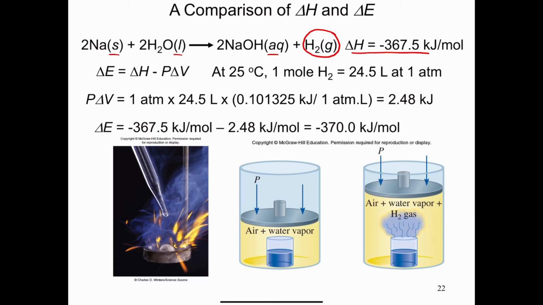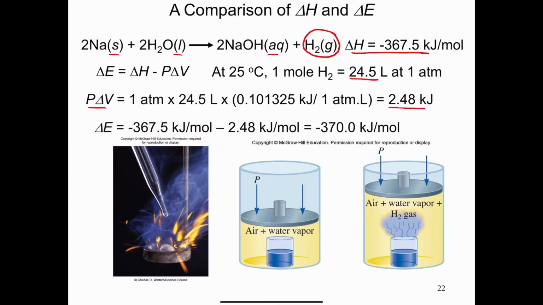So at 25 degrees Celsius and 1 atmosphere, 1 mole of hydrogen has a volume of 24.5 liters, and I solved for that using the ideal gas equation. So if I plug this volume into my P delta V, I get that my pressure, which is I'm running the reaction at 1 atmosphere, I multiply by the volume, and then I convert the units of ATM liters into kilojoules, and I get that it's 2.48 kilojoules.